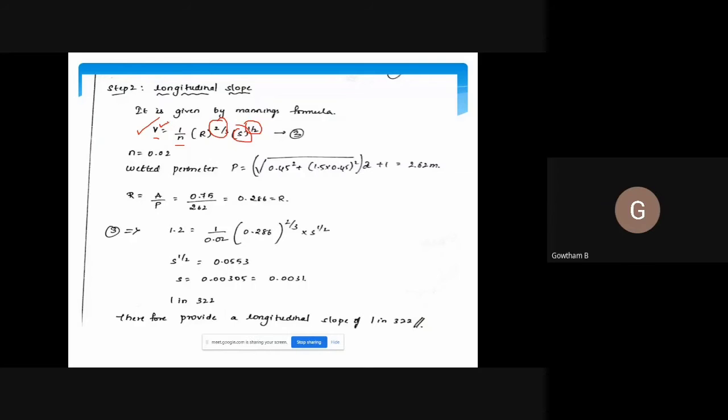We know that it is equal to 1.2. N stands for Manning coefficient. It is given in the problem as 0.02. R stands for hydraulic mean radius. I will tell how to calculate that. And S stands for bed slope. That's what we have to find out.